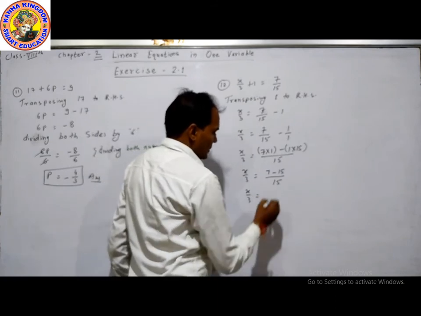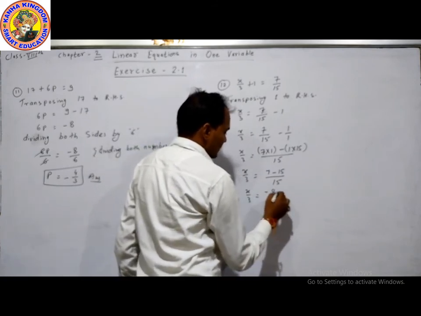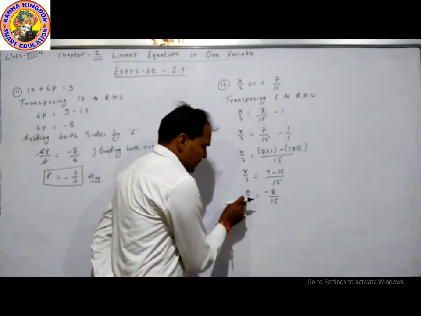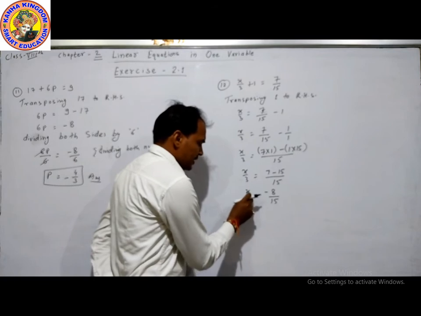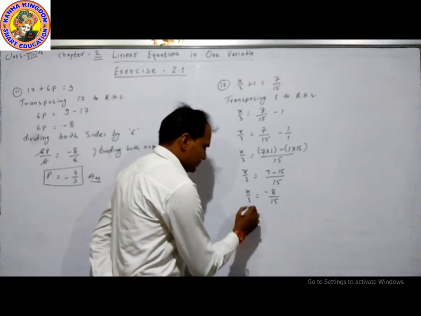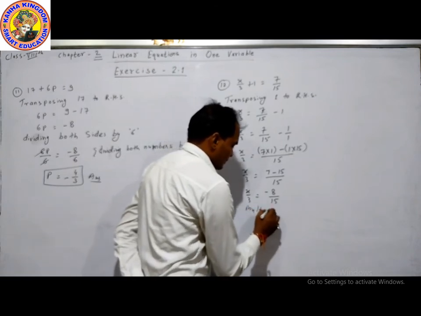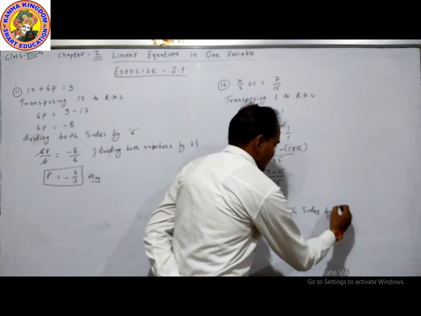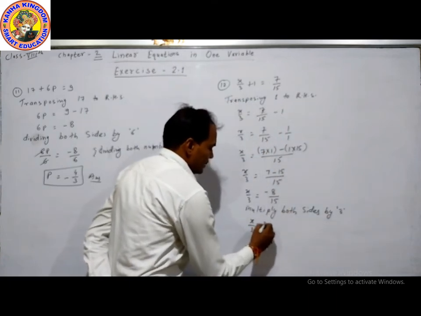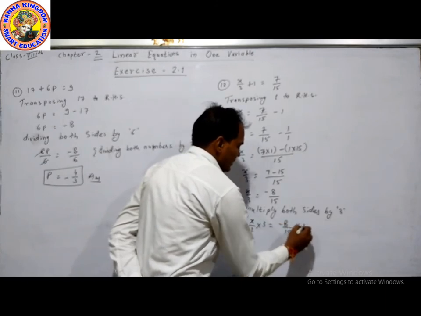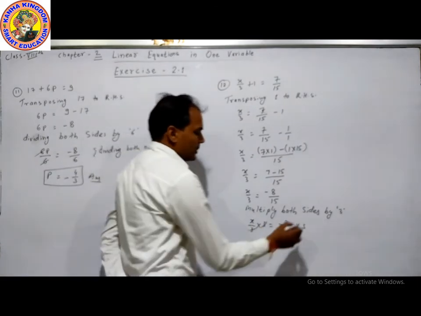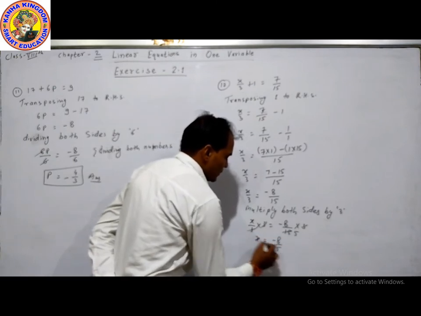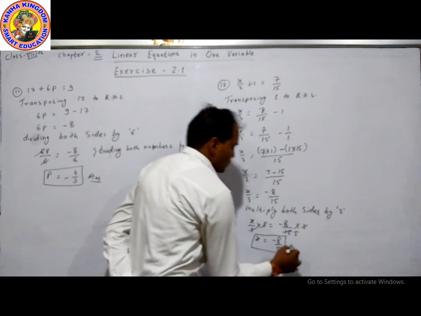x by 3 is equal to minus 8 by 15. Then, for x divided by 3, we have to remove this 3, so we multiply both sides by 3. x by 3 multiplied by 3 equals minus 8 by 15 multiplied by 3. 3 and 3 cancel out, and 3 cuts 15 five times, so x is equal to minus 8 upon 5. This is our final answer.